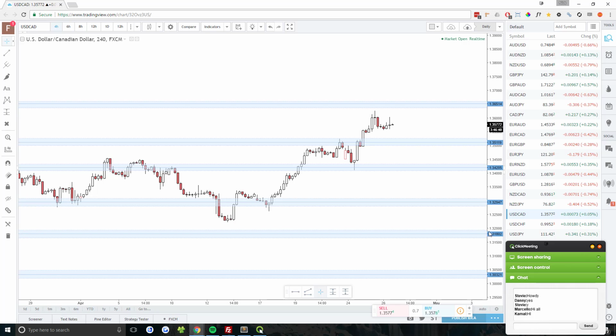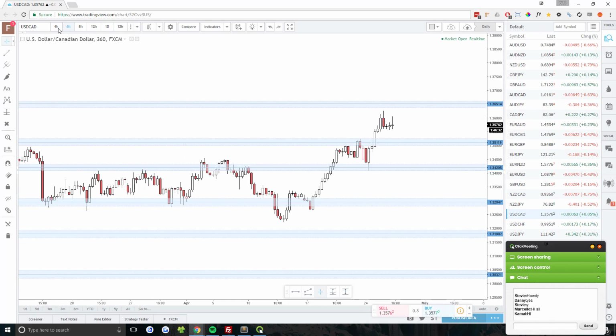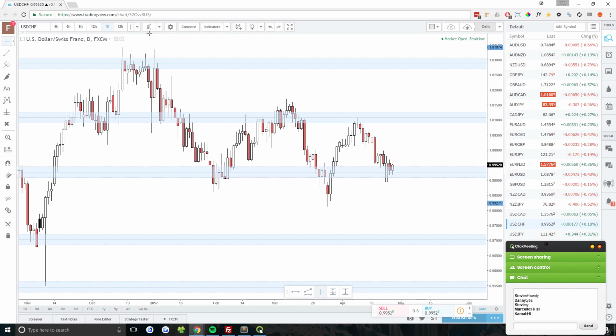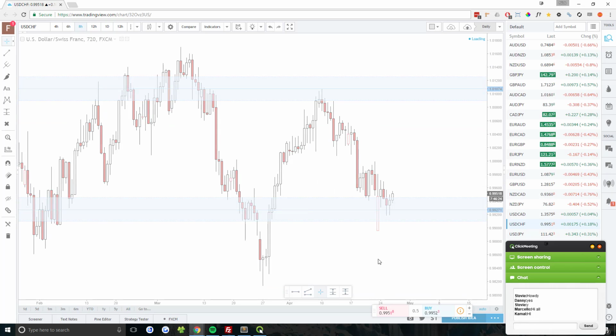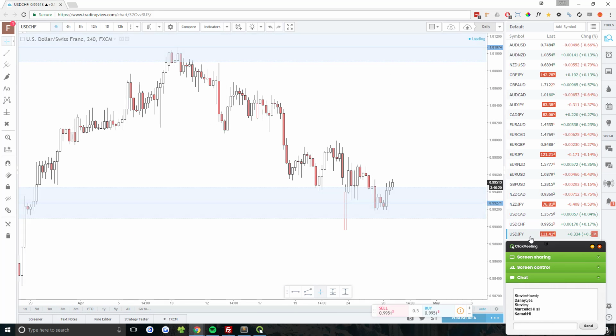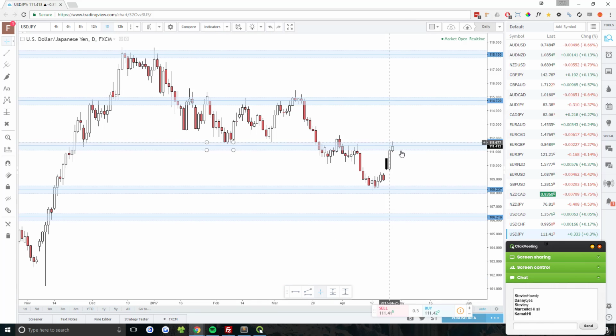All right, USD CAD. It's in between 2 support resistance areas, so there's nothing I'd want to trade there. USD CHF. Nah. It gapped lower and came back up, so I don't even know if that's support or resistance anymore. Huh. USDJPY. Ooh, okay.